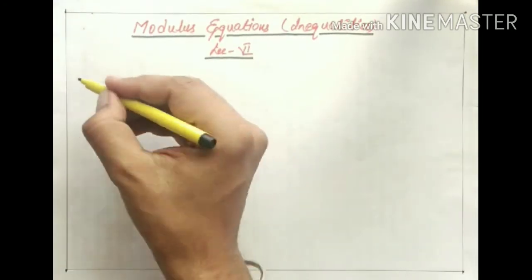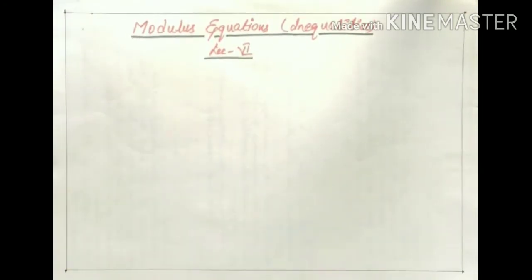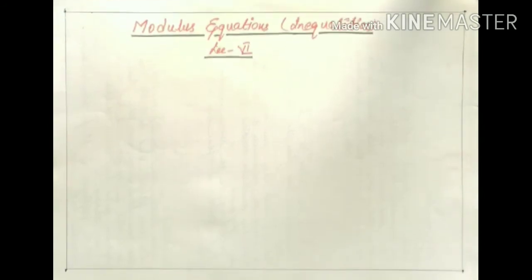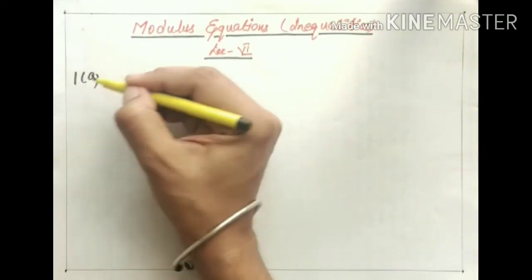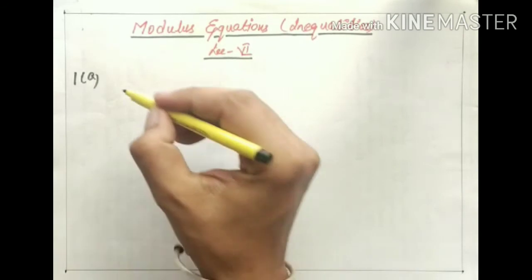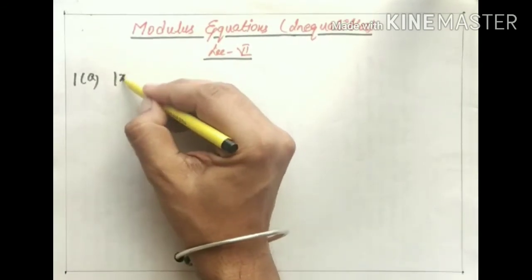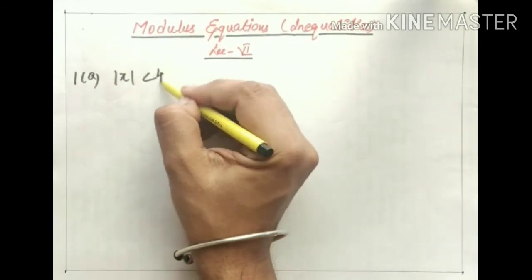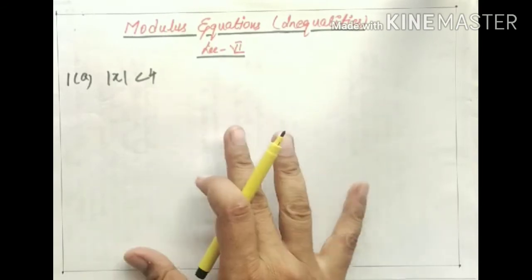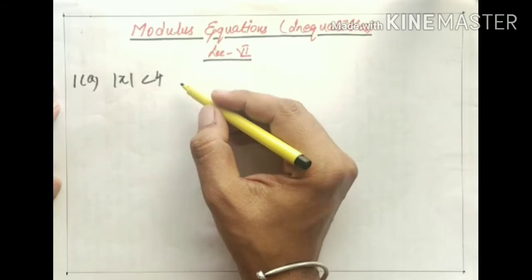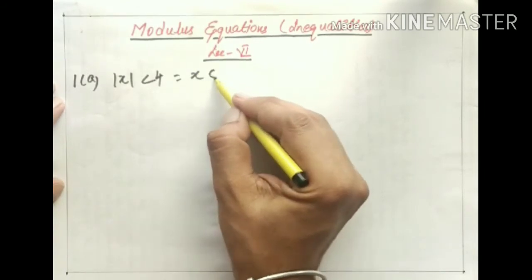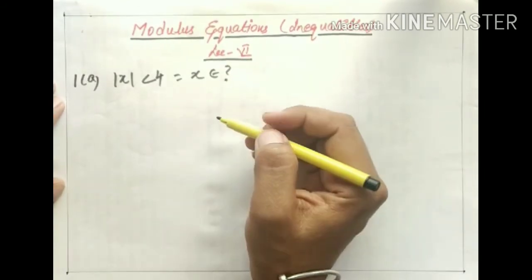The first example, part A: mod of x is less than 4. And we have to find the interval of x. This implies x belongs to, that's what we have to find.